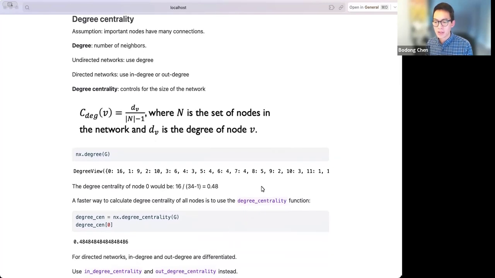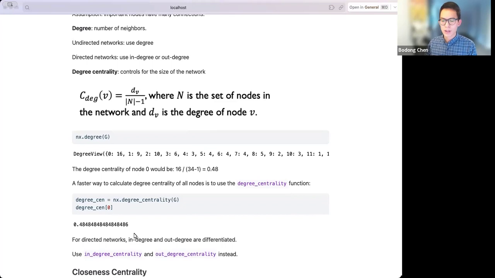A faster way to do it using NetworkX is using degree centrality. There's a function that you directly call, which will return the degree centrality for every node in the network. And here we just check the degree centrality of node 0. It is the same as our manual calculation, which is 0.48. And for directed networks, as I mentioned earlier, there are two different kinds of degrees. There are two different functions you can use to calculate in-degree centrality and out-degree centrality, respectively.